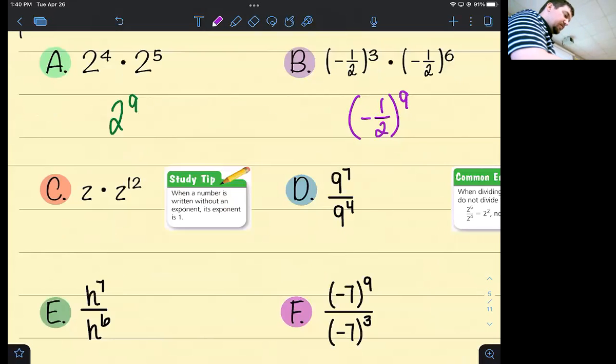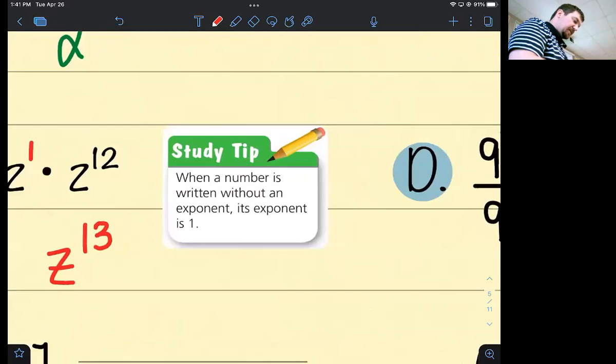The next one, Lucy, how about z times z to the 12th? That's exactly right. Z to the 13th. Remember, z to the nothing is just z to the 1st. If there's no exponent there, you can assume there's a 1, and you're just going to combine that z with the 12 other ones you already have. So that's what that study tip there says.